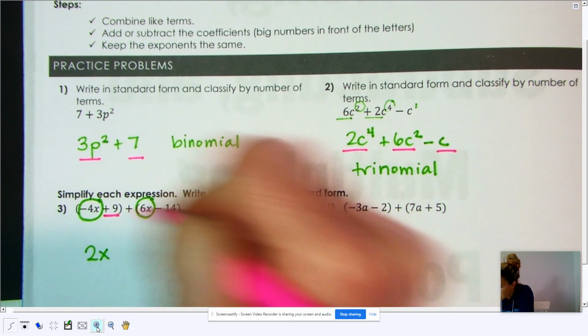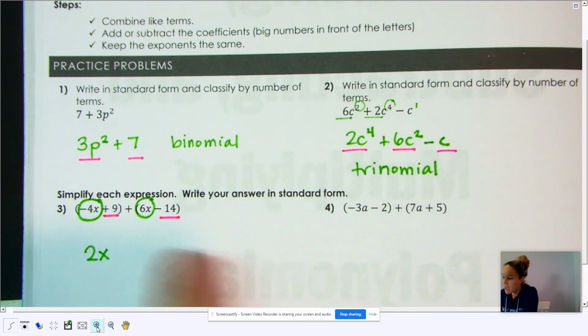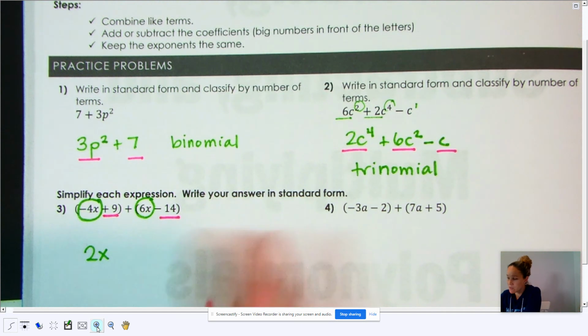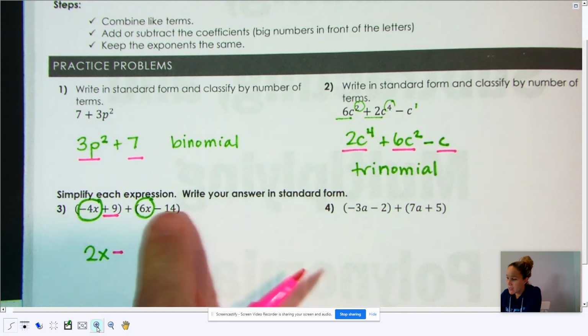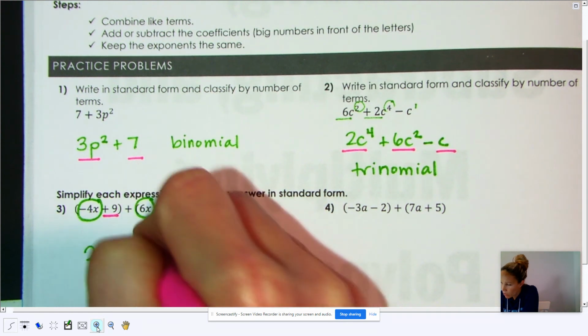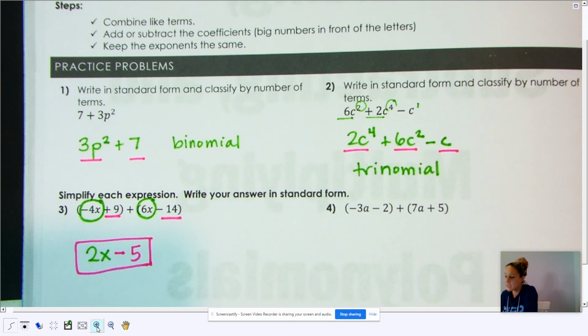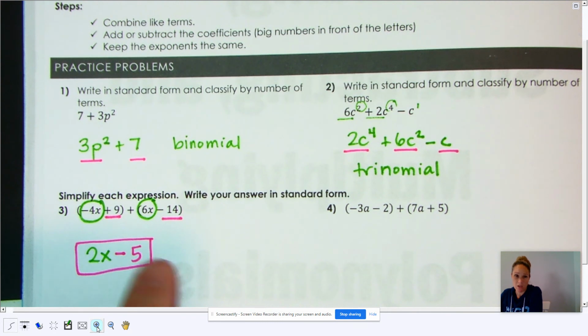I've got a plus 9 and a minus 14. And when I'm adding those up, positives and negatives cancel each other. So I just say, well, what do I have more of and by how many? So we have more negatives, so our answer will be negative. And then I've got 5 extra. So our whole answer there is 2x minus 5. And we did write it in standard form because we started with the highest exponent, which would just be a 1, and then we ended with a constant.